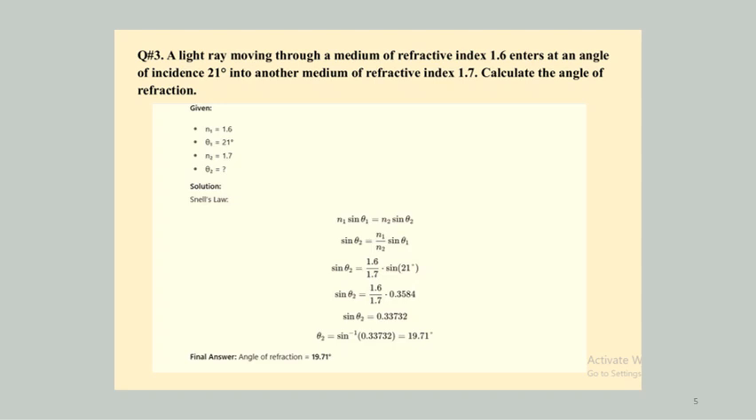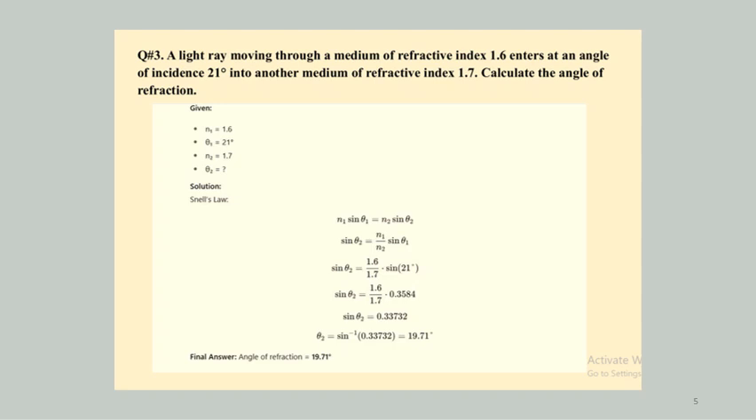Question 3. A light ray moving through a medium of refractive index 1.6 enters at an angle of incidence 21 degrees into another medium of refractive index 1.7. Calculate the angle of refraction. Here a light ray moves from a medium of refractive index 1.6 into another medium of refractive index 1.7. The angle of incidence is 21 degrees. We have to find the angle of refraction.